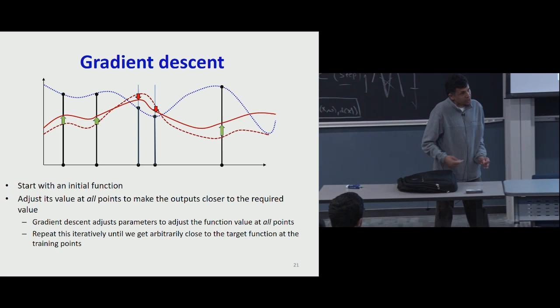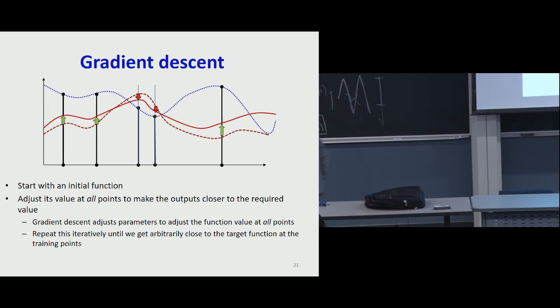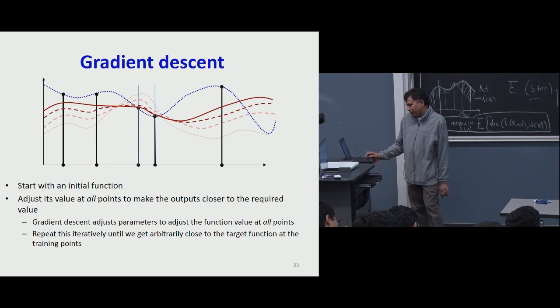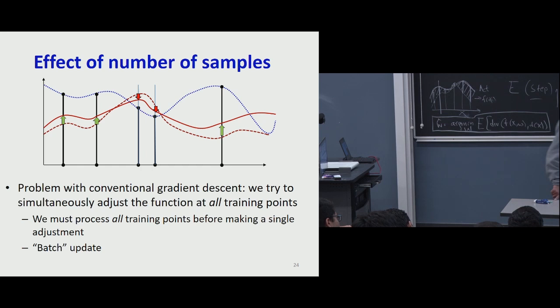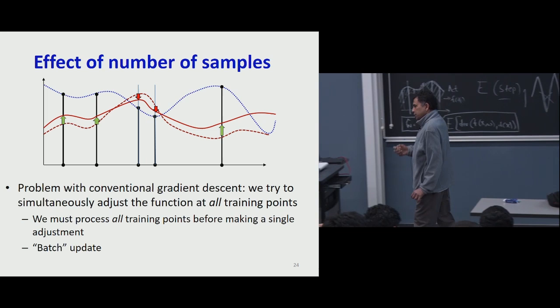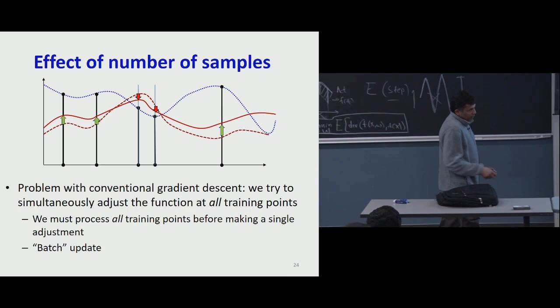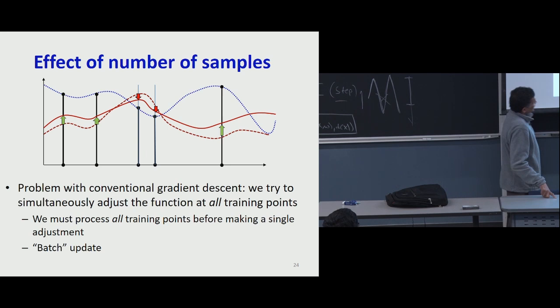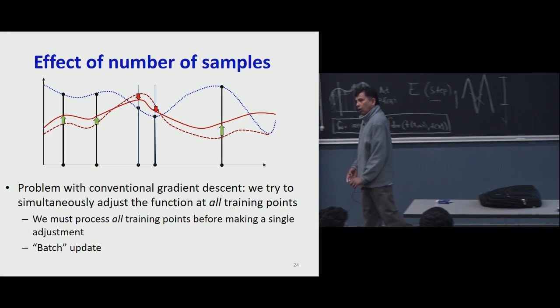We are going to try to make adjustments at every single training point to correct the error, right? And that's going to give you some new function. And you'd keep doing this. Now, what happens here? What we are really trying to do is to simultaneously minimize the error at every single training point. So you have to process every single training instance, go over the entire collection, and make adjustments. And that means you have to wait until all of your data points have been seen before you make a single adjustment.